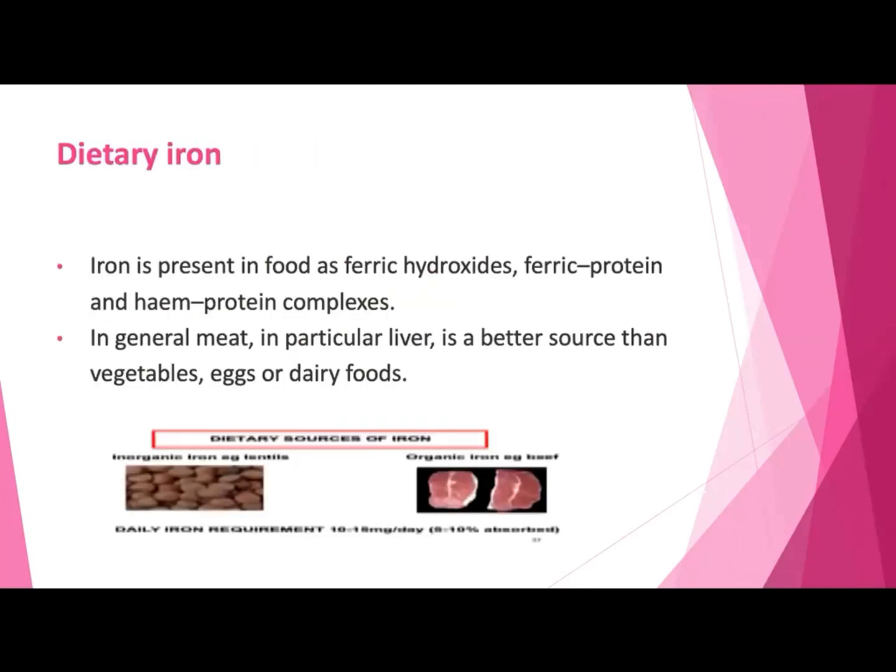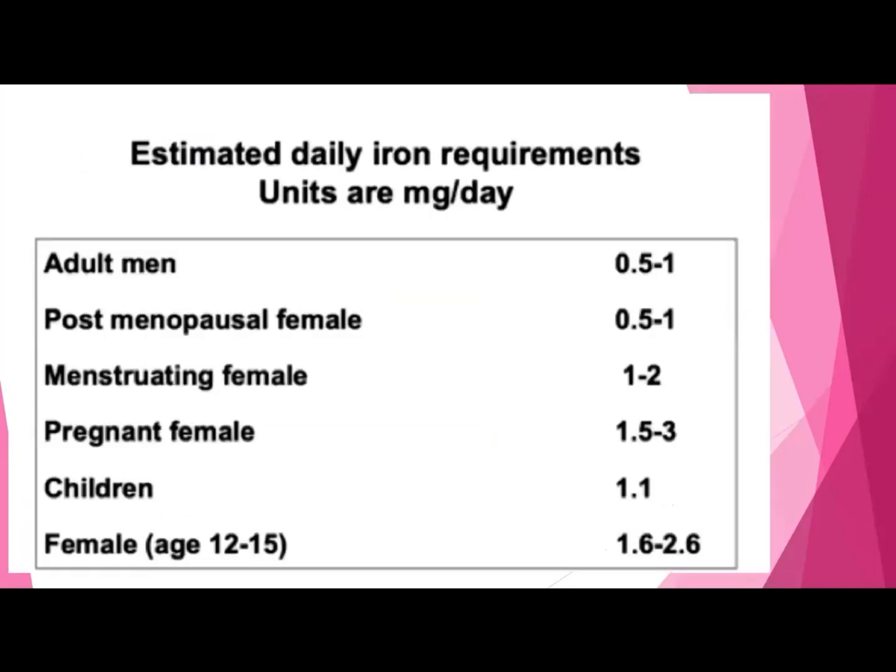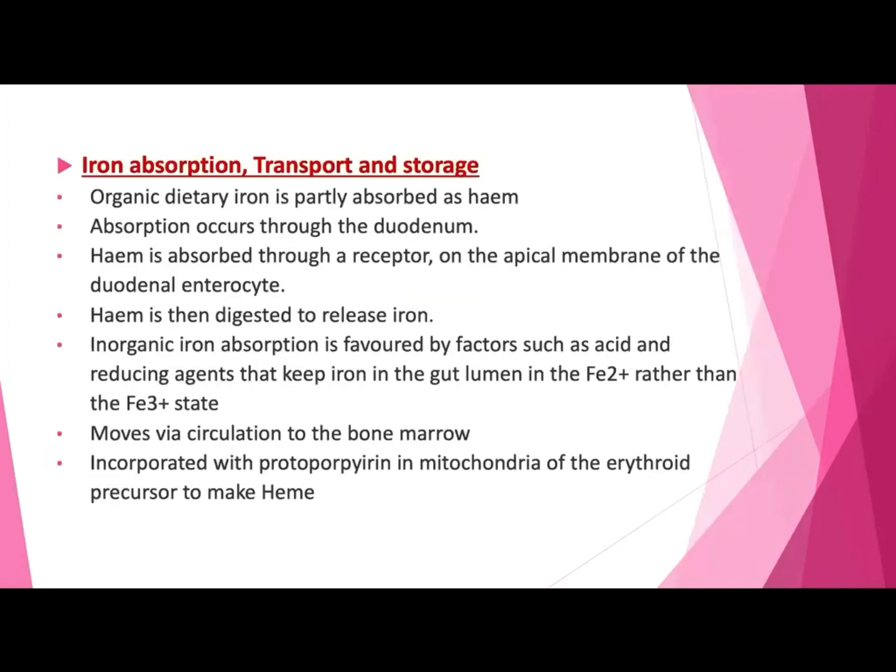We can get iron either from meat sources or from vegetables, eggs, and other dairy products, but the major source is red meat and liver. The table below shows the requirement for each. For example, for an adult male it is about 1 to 1.5 milligrams per day, while in a pregnant lady it is about 1.5 to 3 milligrams per day.